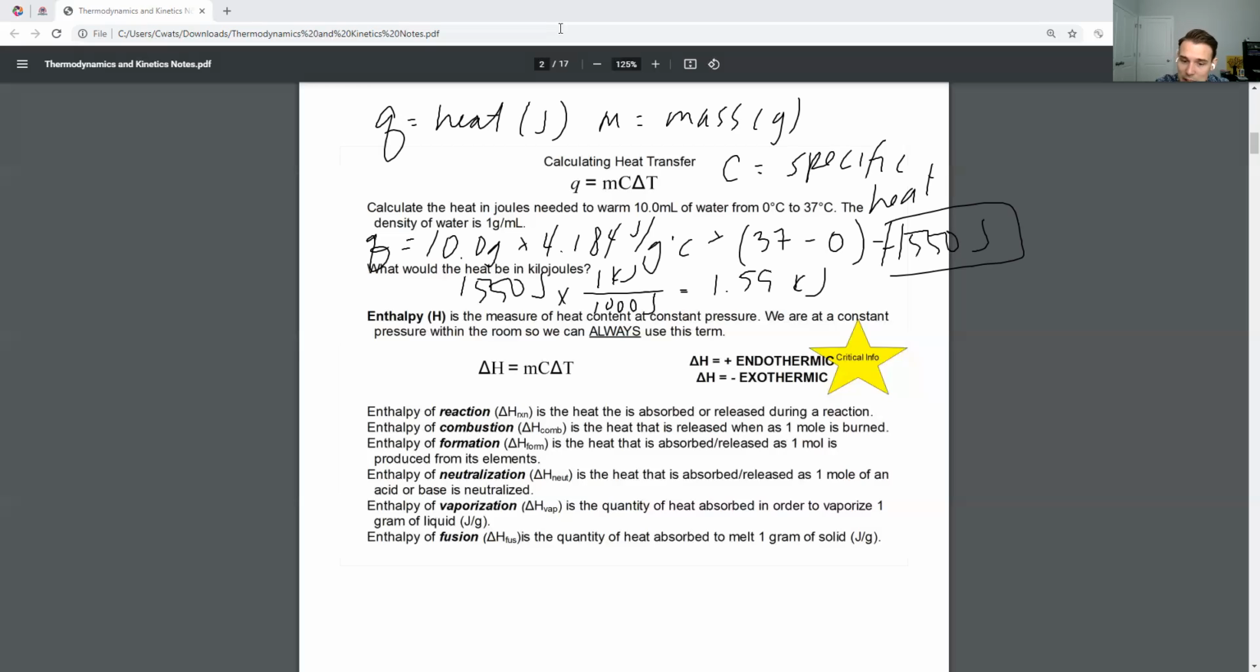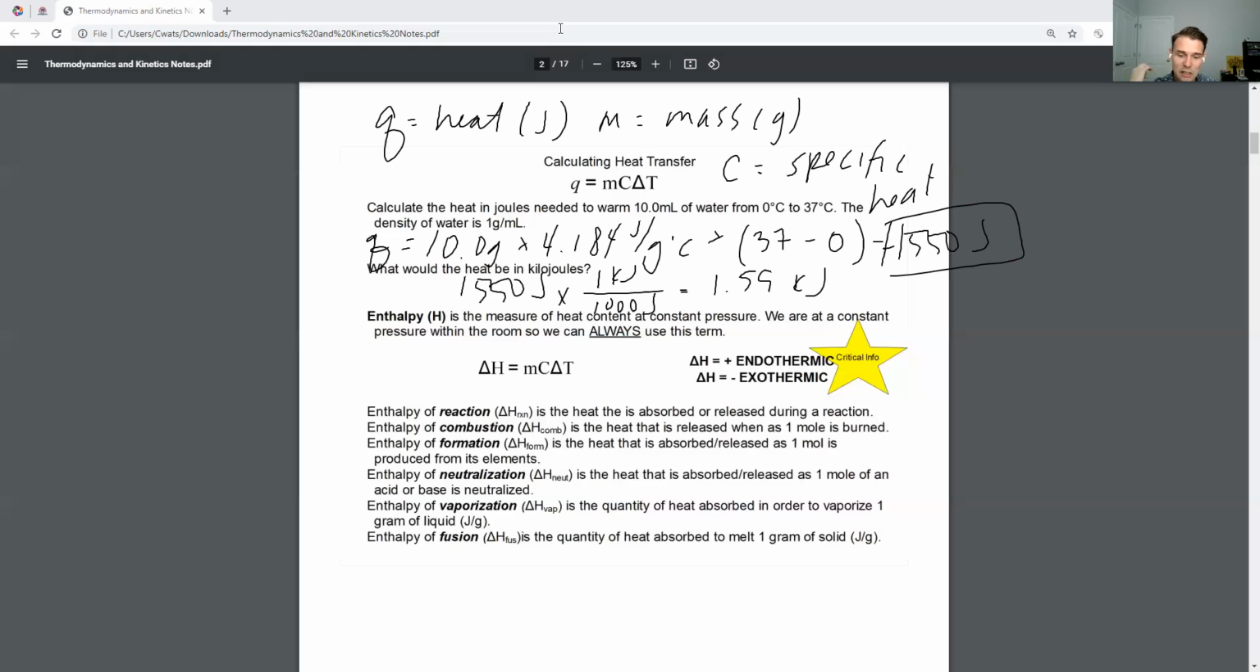Enthalpy of combustion is the heat that's released when 1 mole is burned. Enthalpy of formation is the heat that's either absorbed or released when 1 mole is produced from its elements. So the formation is specific. It's forming a compound from its elements. Enthalpy of neutralization is the heat that's absorbed or released as 1 mole of an acid or base is neutralized.